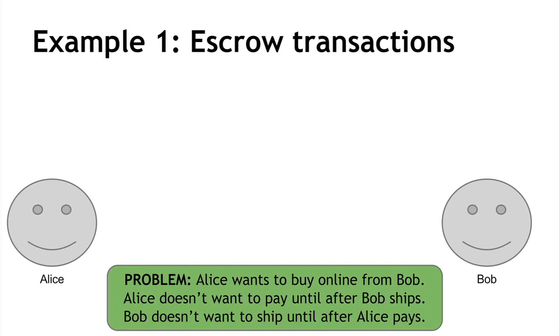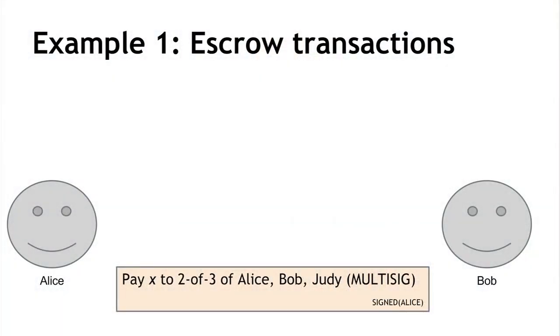But we get into this problem where Alice doesn't want to pay until after she's received the goods, but Bob doesn't want to send the goods until after Bob has been paid. So what can we do about that? There's quite a nice solution in Bitcoin that's actually used quite heavily in practice, which is to introduce a third party and do escrow transactions. So how does this work? Well, Alice is going to send the money not directly to Bob, but create a multi-sig transaction that requires 2 of 3 people to sign in order to redeem the coins. And those 3 people are going to be Alice, Bob, and Judy, who's a judge who's going to come into play in case there's any dispute.